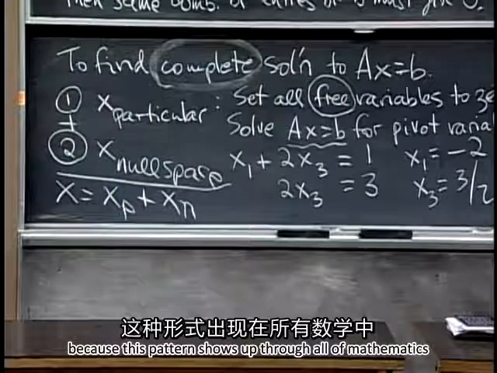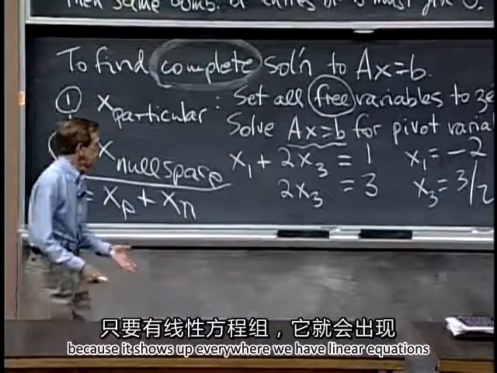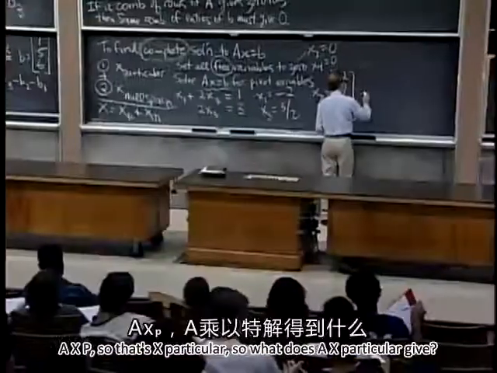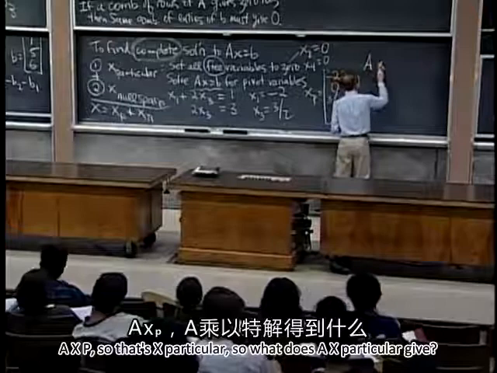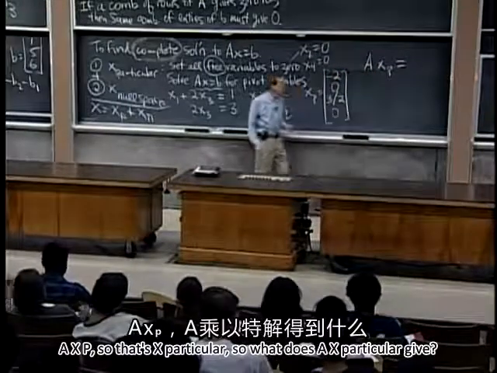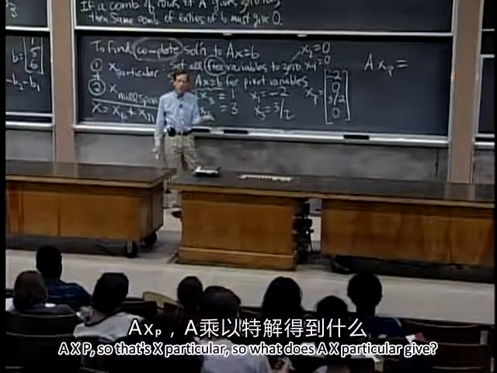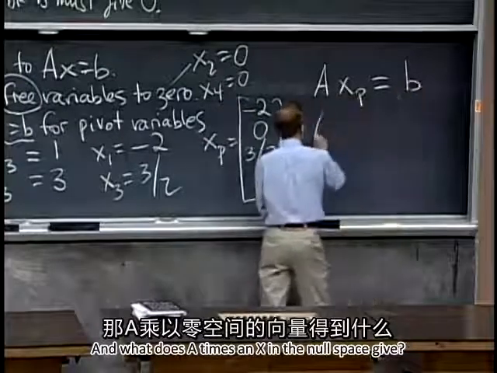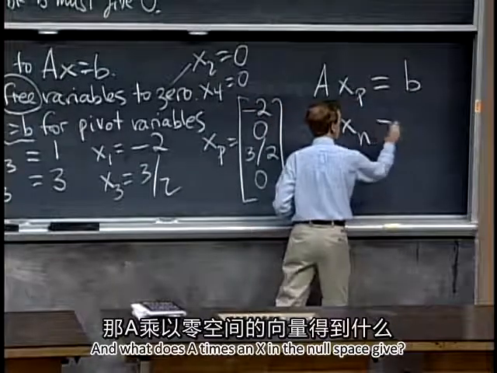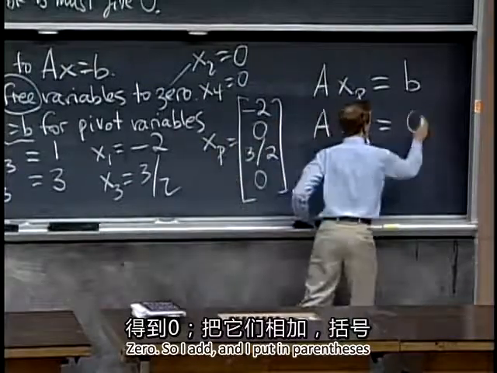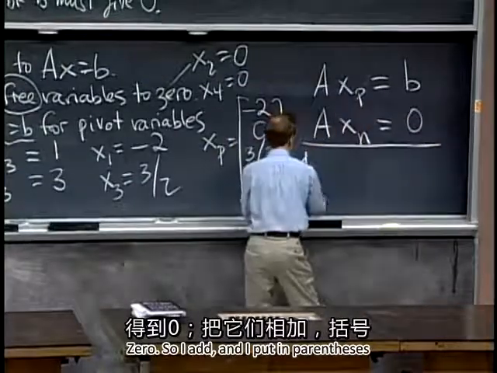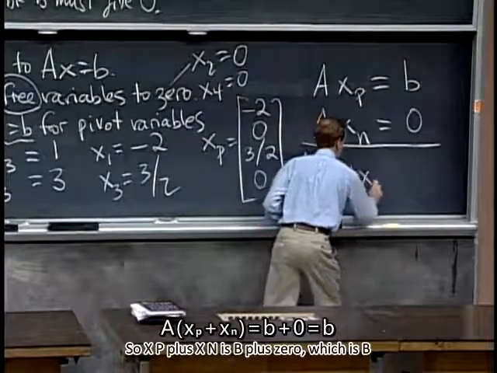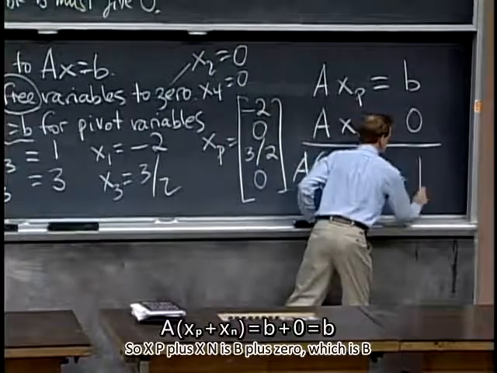Because this pattern shows up through all of mathematics, everywhere we have linear equations. Let me just put here the reasoning. A xp, so that's x particular. What does A x particular give? That gives the correct right-hand side b. And what does A times an x in the null space give? 0. So I add, and I put in parentheses, xp plus xn is b plus 0, which is b.